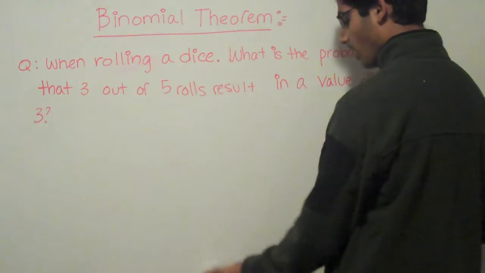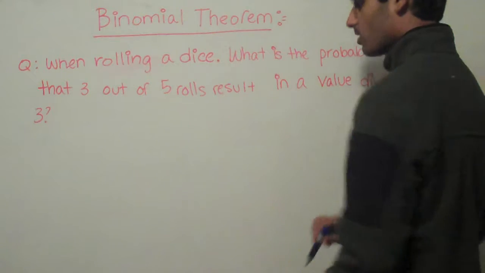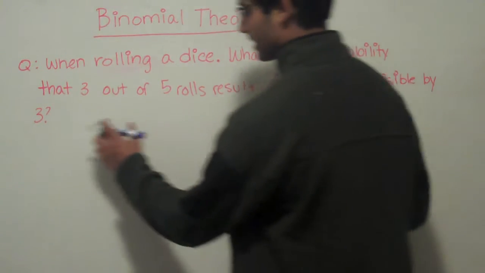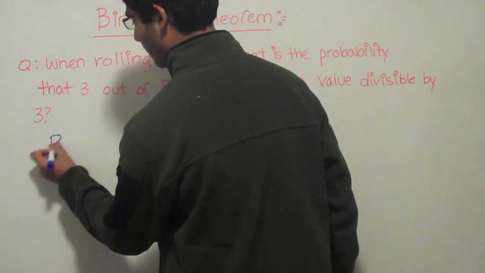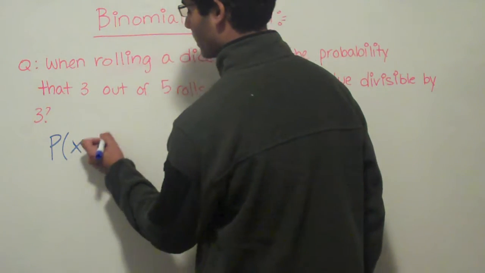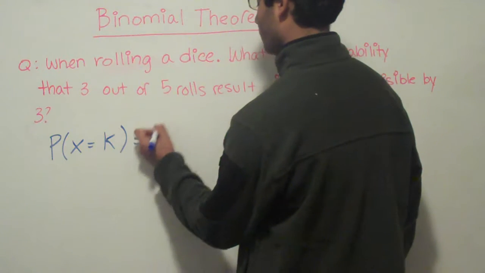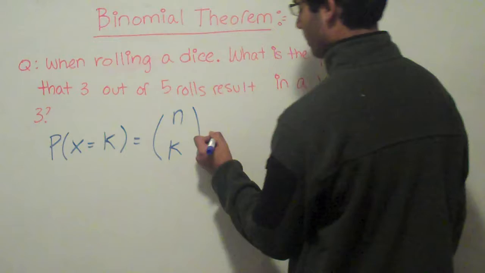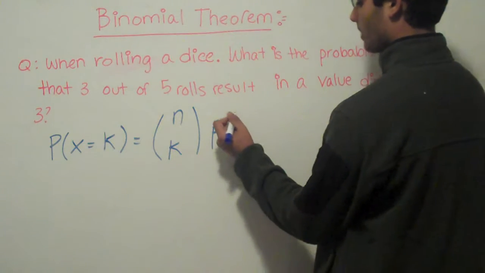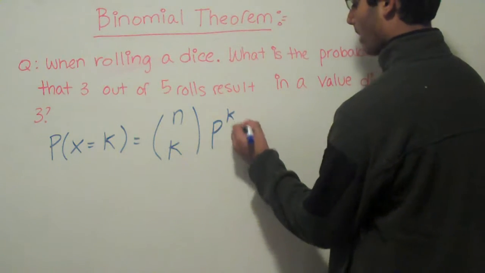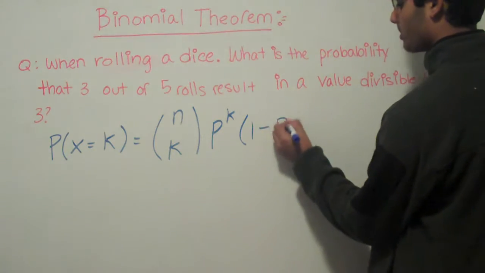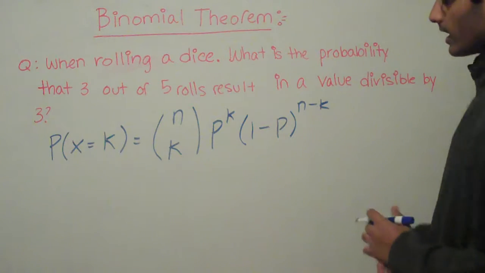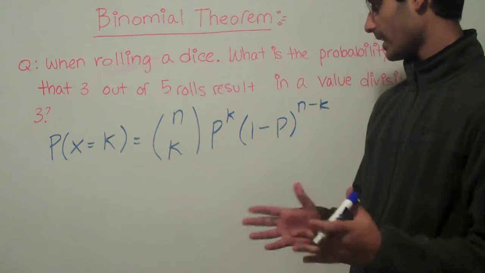Okay, so now on to the binomial theorem. So, what does the binomial theorem say? Well, it says that the probability that X equals k is equal to n choose k multiplied by the probability of a success to the kth power times 1 minus the probability of a success to the n minus k power. Okay, so this looks confusing, so let's just break it down.